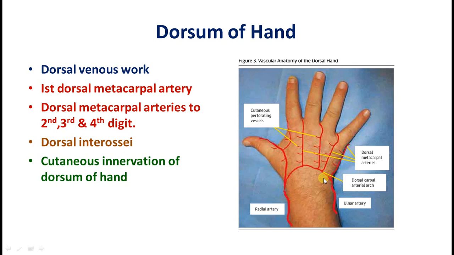So we finished with the dorsum of the forearm. Now coming to the dorsum of the hand. Mainly deep to skin, you see the dorsal venous network. Arteries: this is the first dorsal metacarpal artery. Then dorsal metacarpal arteries to the second, third and fourth digit from the dorsal carpal arch. Then cutaneous innervation. Extensor tendons we have already seen. Dorsal interosseous muscle, we will see in the intrinsic muscles of the hand. Branches from the dorsal carpal arch: you see second, third and fourth dorsal metacarpal arteries. Apart from that, you have the first dorsal metacarpal artery.